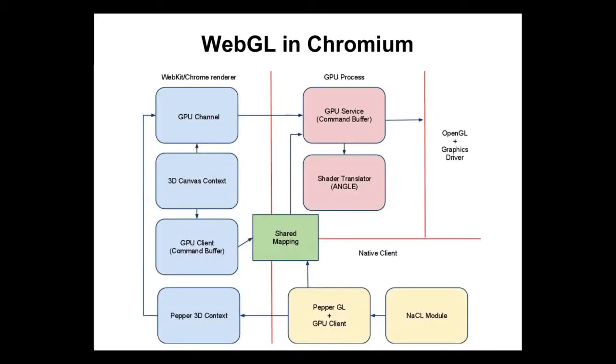So this is how it looks in print, and let me just break it up a bit. On this side in the blue, we have everything that belongs to the WebKit side of things, the renderer process. Down here is Native Client, which we don't really talk about too much because Native Client is still in development. And the really big chunk of new code is in this new process, the GPU process.